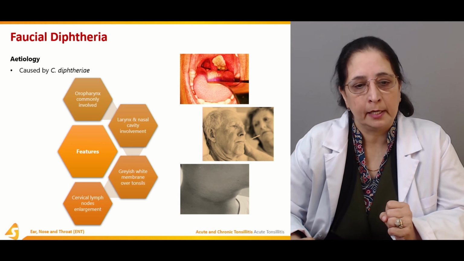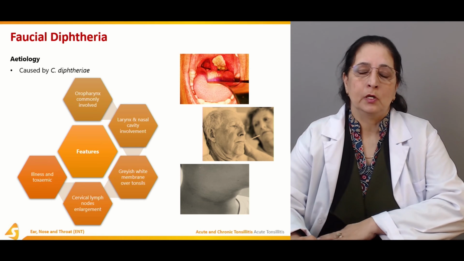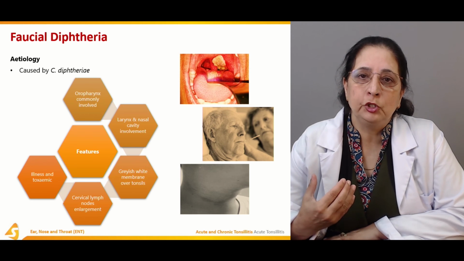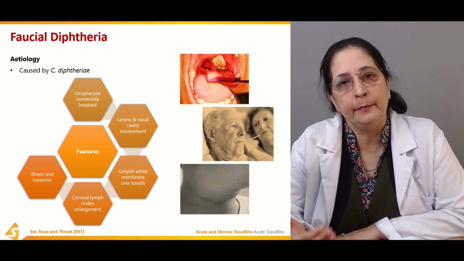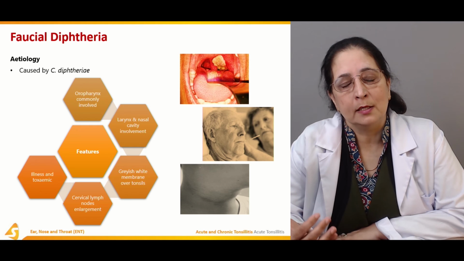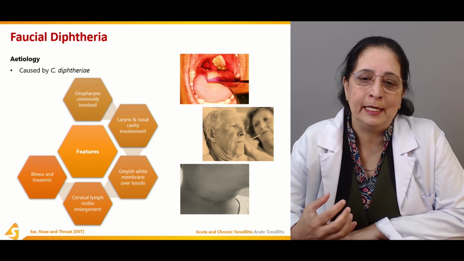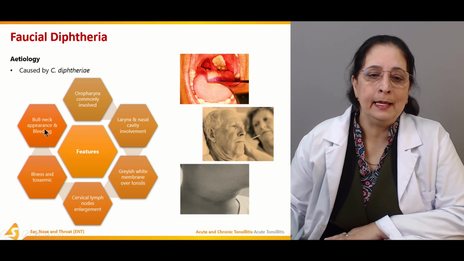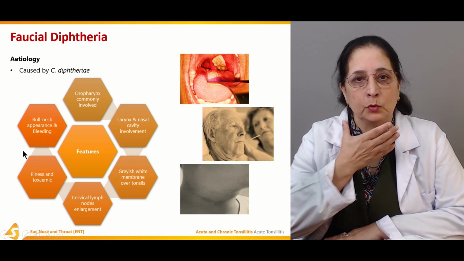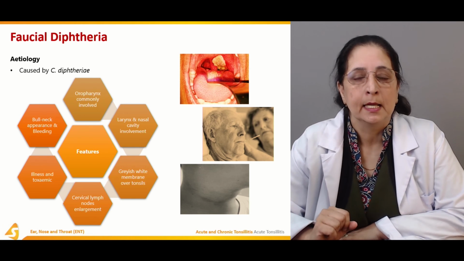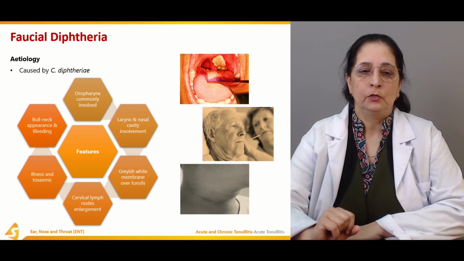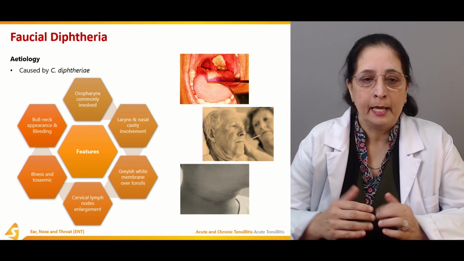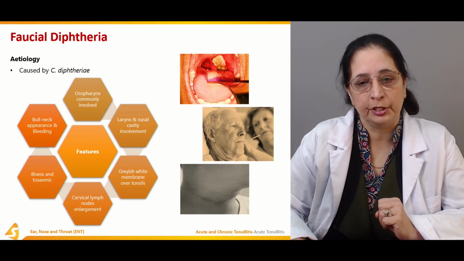Cervical lymph nodes are enlarged. The patient is very ill-looking and toxemic because of the toxins produced by Corynebacterium diphtheriae that cause the appearance of the patient very ill or toxemic. And there is also bull neck appearance and bleeding. There is swelling of the neck, bull neck appearance, and there is bleeding also. So these are all caused by Corynebacterium diphtheriae, and these are all the features of faucial diphtheria.